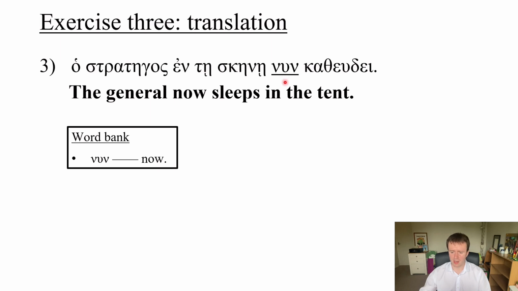So this word means now, and then we've got katheudei. Katheudō is the verb to sleep, and here it ends in -ei because he, she, or it is doing the action, and we know who that he is. We know it's the general. So the general now sleeps in the tent.